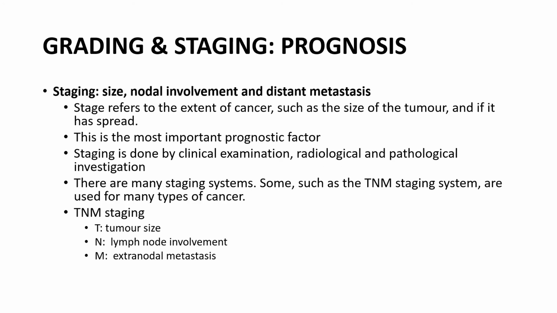The most important prognostic factor for the cancer is the staging of the cancer. Staging of the cancer refers to the extent of the cancer, such as the size of the tumor, and if it has spread to the lymph nodes or if it has spread to a distant organ. So size, nodal involvement, and distant metastasis. Staging is done by clinical examination, radiological investigation, and pathological investigation. There are many staging systems. Some, such as the TNM staging system, T stands for tumor, N node, and M metastasis, and these are used for many types of cancer.